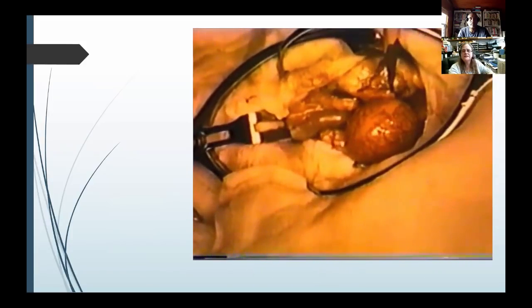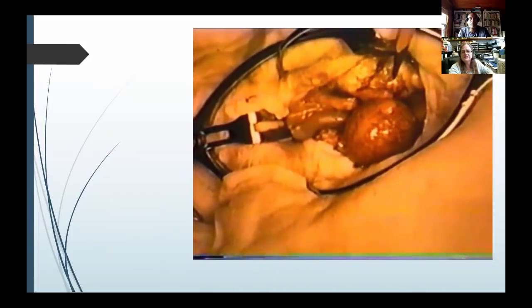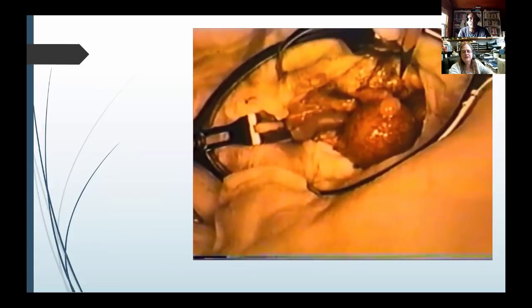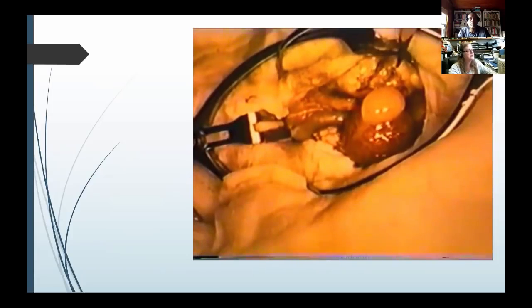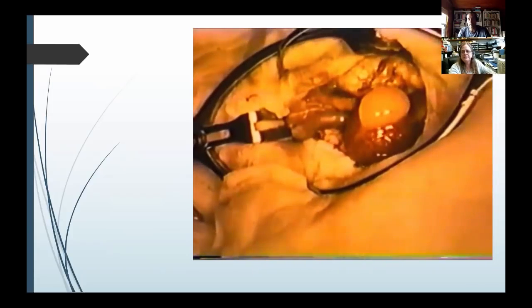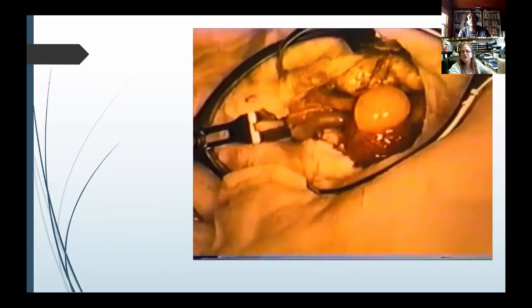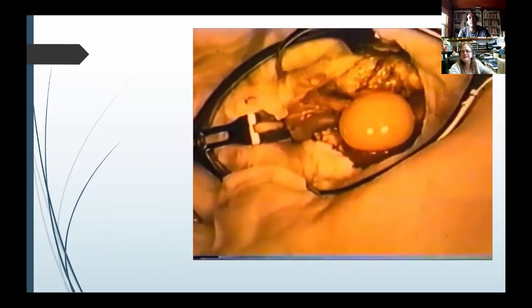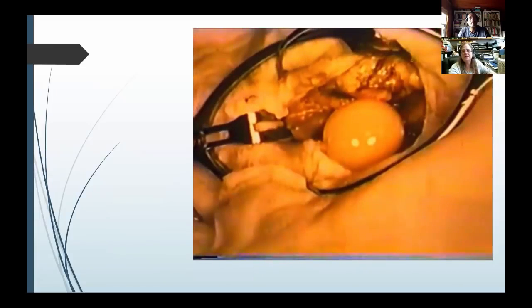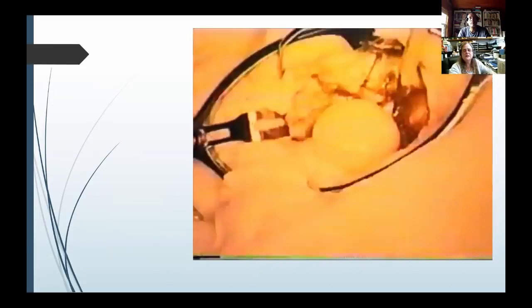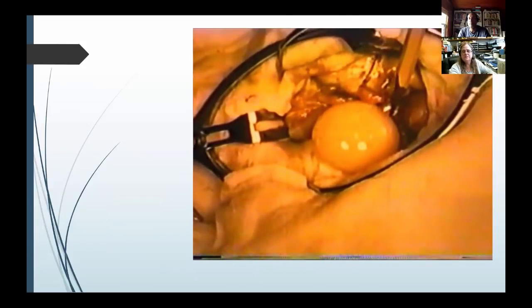There we go. This is a live chicken showing the ovulation of a yolk from the follicle in the ovary of a laying hen. This was produced by Kansas Agriculture College, which is now Kansas State University. And as you can see from the quality of the video, it is very old. I'm not sure that animal welfare people would let us do that these days.